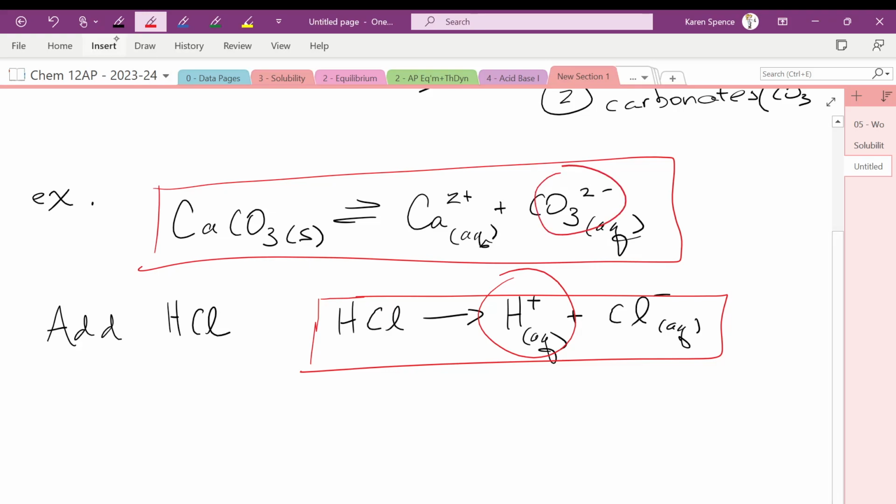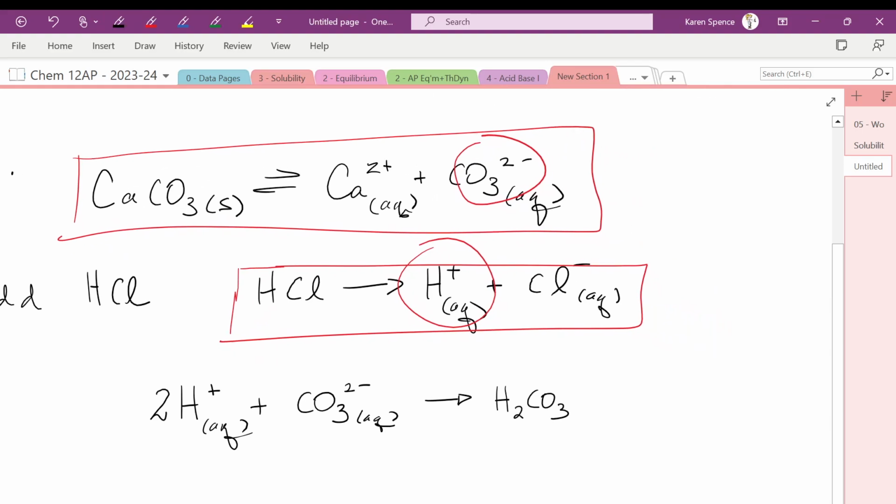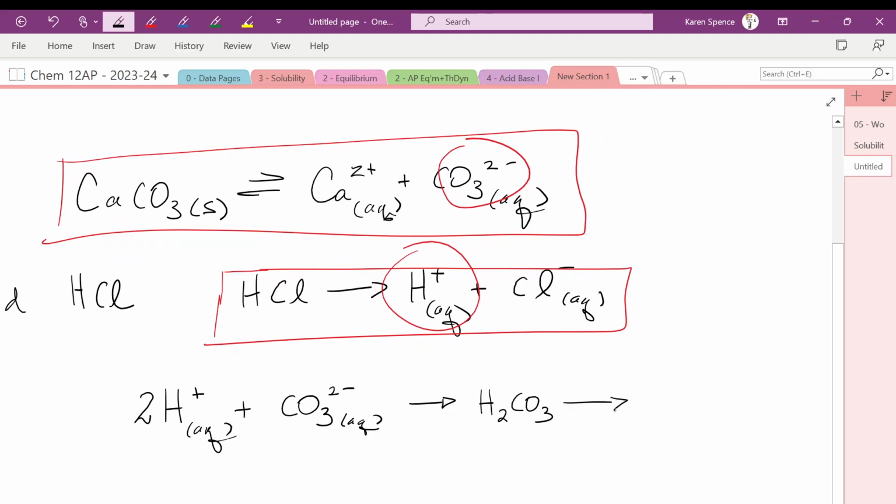Carbonate. Okay, so what you'll end up with is H plus and CO3 2 minus, and that becomes H2CO3, so we're going to put a 2 here. And then this breaks down into CO2 gas plus H2O liquid.